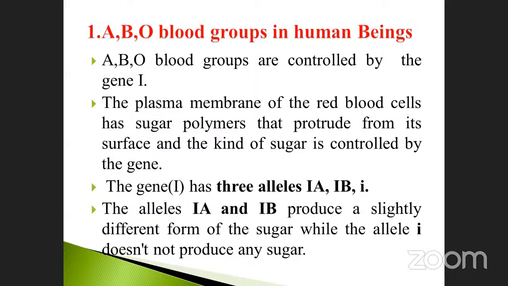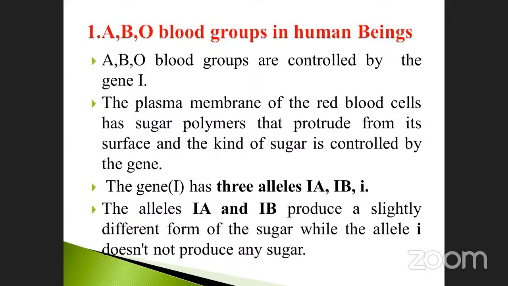The gene I has 3 alleles, as already told. I is the gene, the allele is A. Here I is the gene, B is an allele. This small i is also one of the alleles. From this, the alleles IA and IB produce slightly different forms of the sugar, while the allele small i does not produce any sugar. Note it down, my dear students.